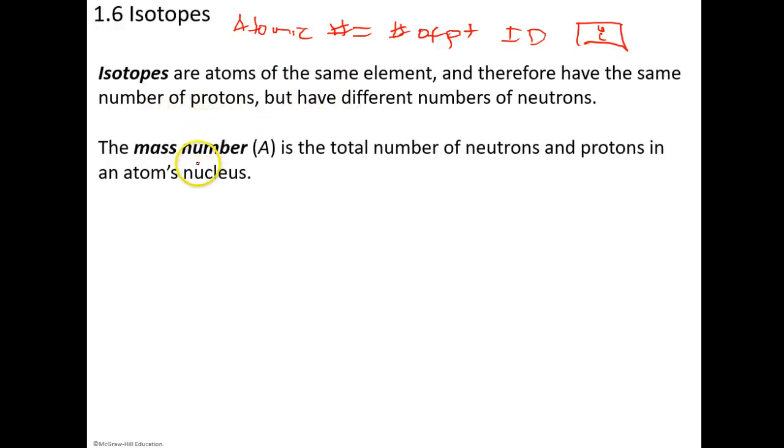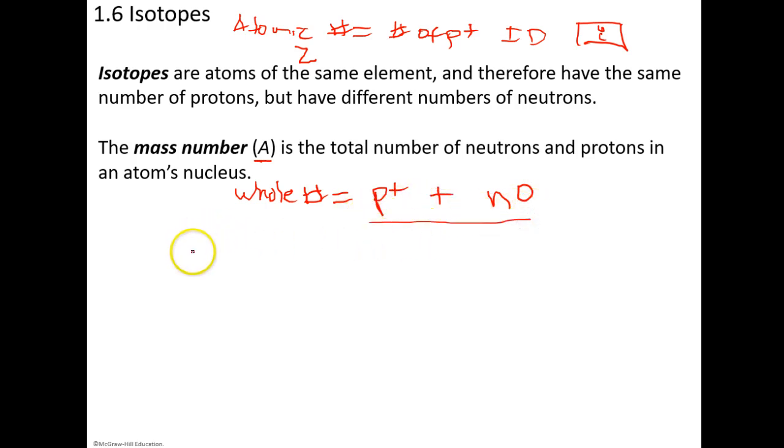Okay, let's first talk about the mass number. Remember the atomic number is shown by a Z, a mass number is shown by A. The mass number is a whole number, which equals the number of protons plus the number of neutrons. It's the total number of both of them in there.